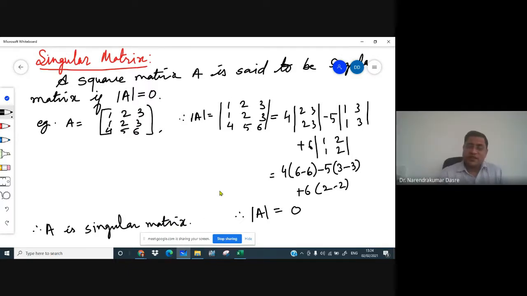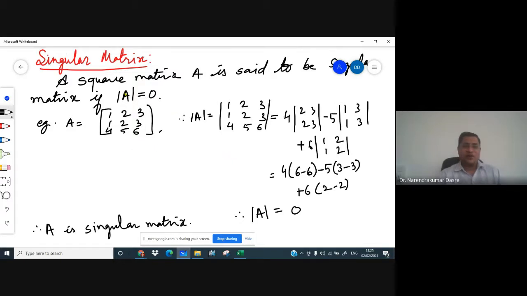That's why yesterday I said that you need to be very careful about the properties of matrices and the determinant. We have two equal rows, so obviously the value is going to be 0, and so this matrix is going to be a singular matrix.